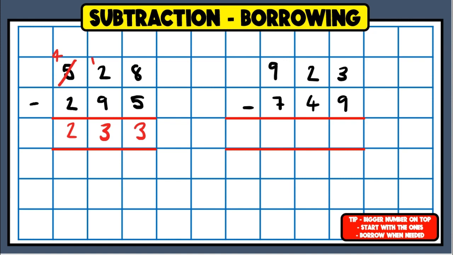Okay, so did you see what we did there? Every time we came up to a number that we were unable to take away from, we borrowed from the next number to the left. So let's look at the next one.